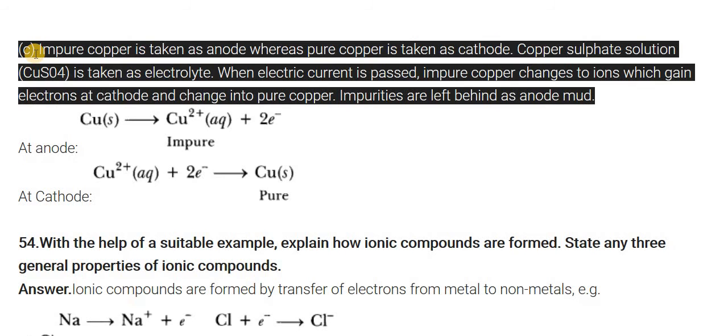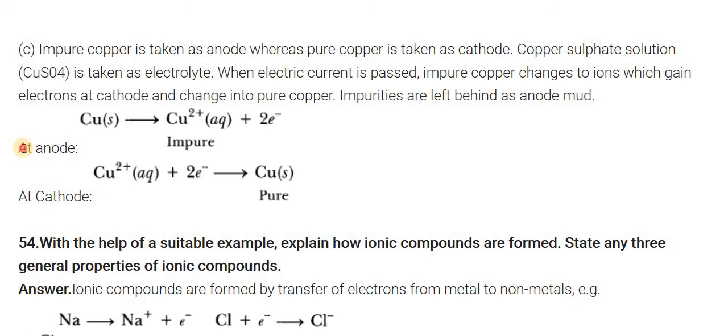Here the process that occurs is given. The impure copper is taken as an anode, whereas the pure copper is taken as a cathode. The copper sulfate solution is taken as an electrolyte, and when the electric current is passed, the impure copper changes to ions, which gain electrons at the cathode and change into pure metal. Whatever impurities are there settle down below the anode, and that is known as anodic mud.